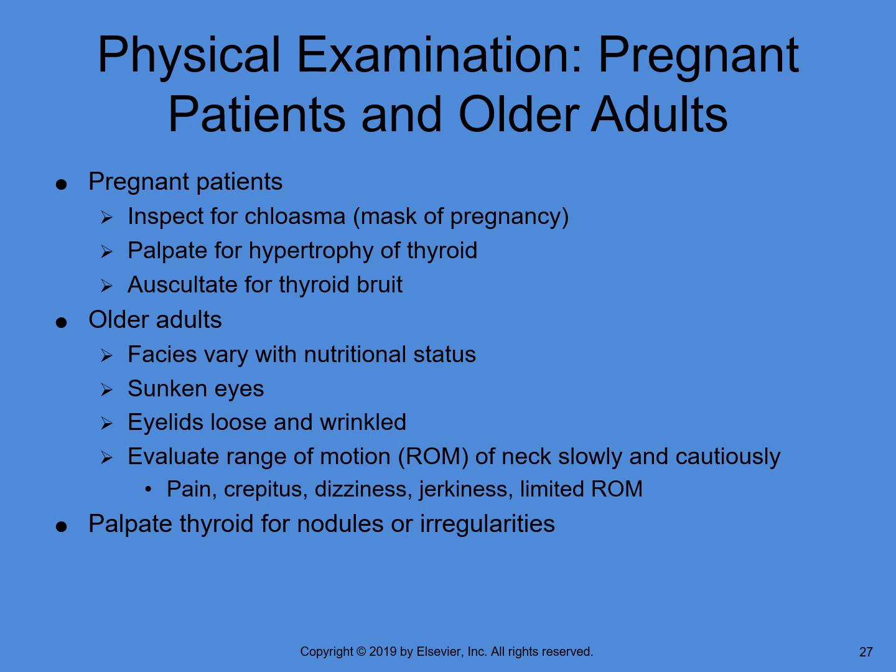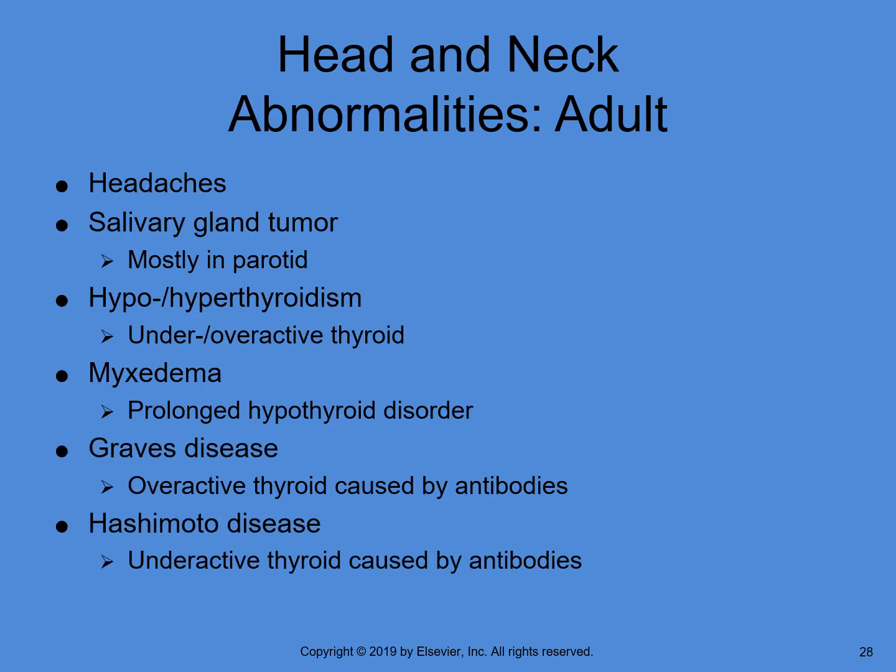They may have sunken eyes, loose, wrinkled eyelids. Look at their range of motion, any pain, crepitus, dizziness, jerkiness, limited range of motion, and palpate the thyroid for nodules and any irregularities. Abnormalities in the adult: headaches, salivary gland tumors, which are usually in the parotid gland, hyperthyroidism, myxedema, Graves' disease, Hashimoto's, super common.